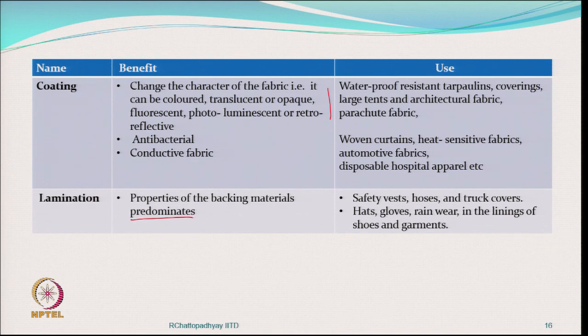We will see some examples when we discuss the design of technical products, where coated fabrics are being used and where laminated fabrics are going to be used. As an example, safety vests, hoses, truck covers, hats, gloves, rainwear, and many places are there where we use laminated fabrics. Coated fabrics, some end uses are waterproof tarpaulins, coverings, large tents, architectural fabric, parachute fabrics, woven cartons, heat sensitive fabrics, automotive fabrics. So, you see there is plenty of use of such products.